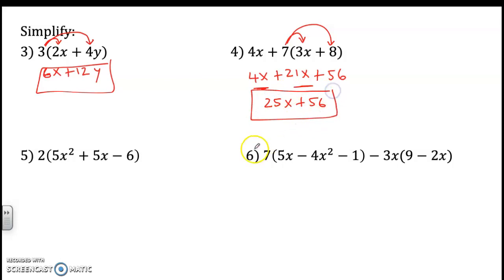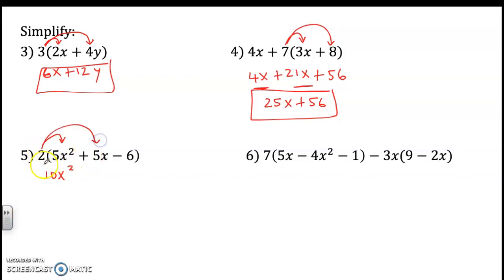That's my final answer. Okay, what about now? I have a 2 in front of a parenthesis that has 3 terms. It doesn't matter how many terms you have on the inside, this will be distributed times every single one of them. The 2 will always multiply the coefficient, which is the number in front of the variable. So 2 times 5 is 10x squared.